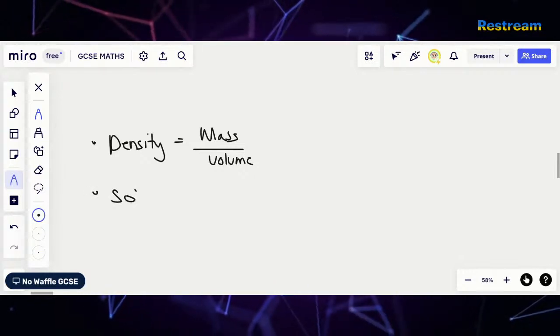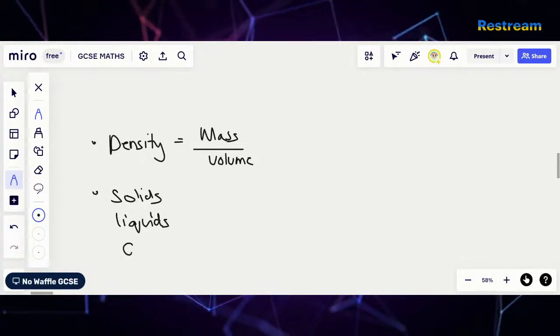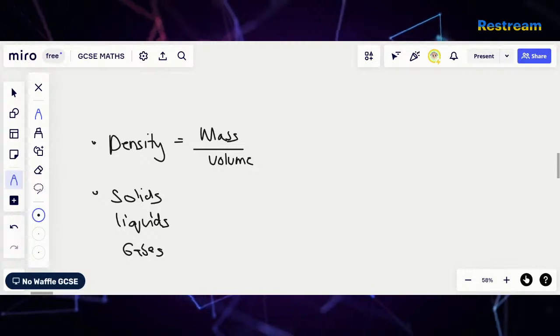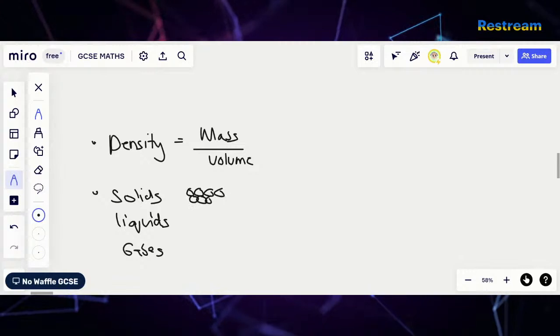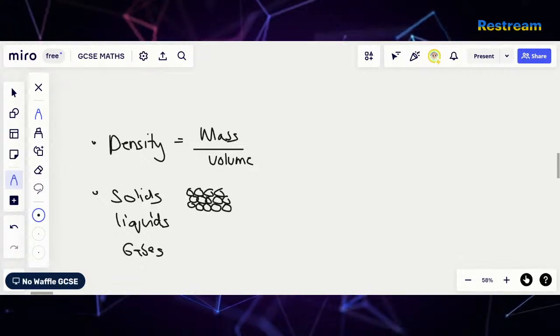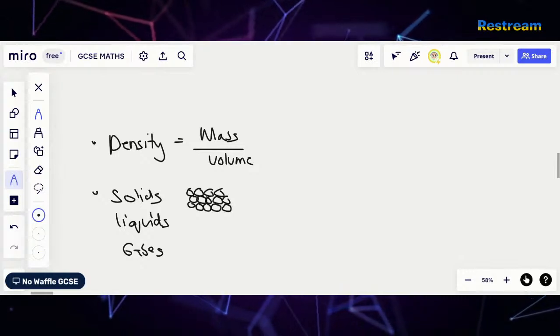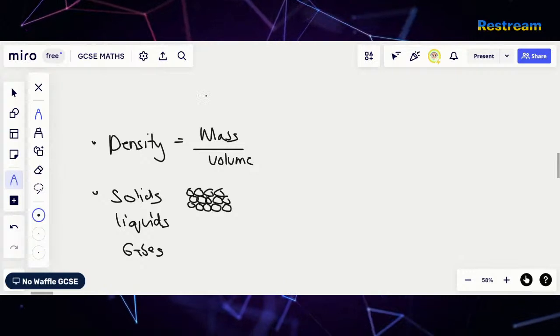So in terms of solids, liquids, and gases, solids will have dense, packed particles in fixed positions, where the movement permitted is vibration.